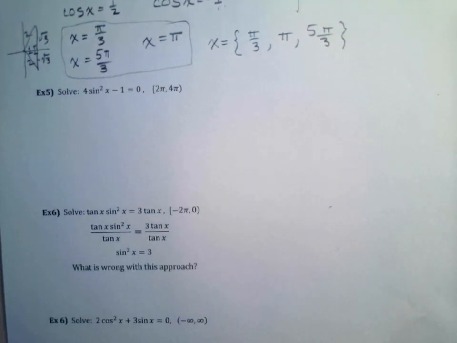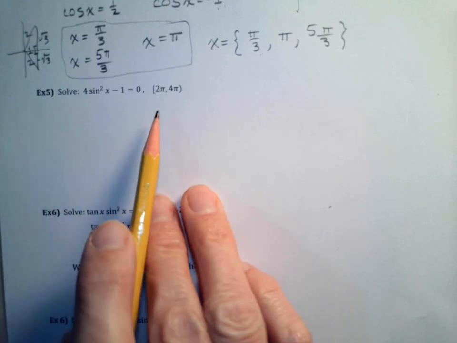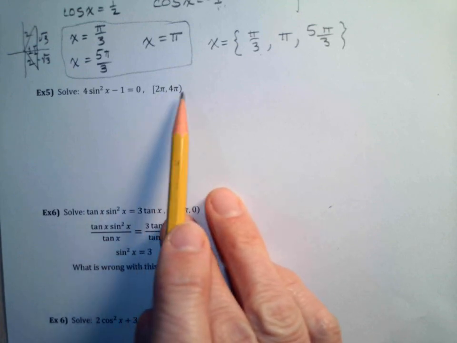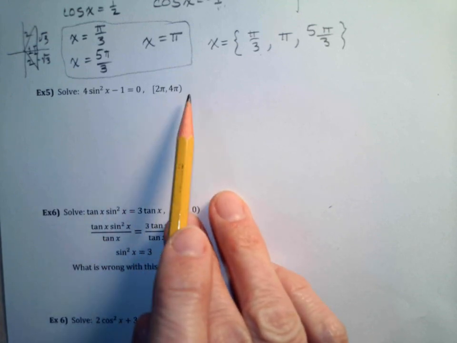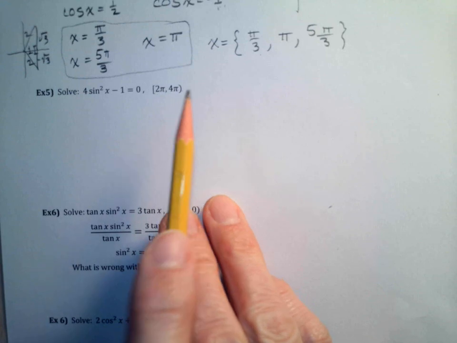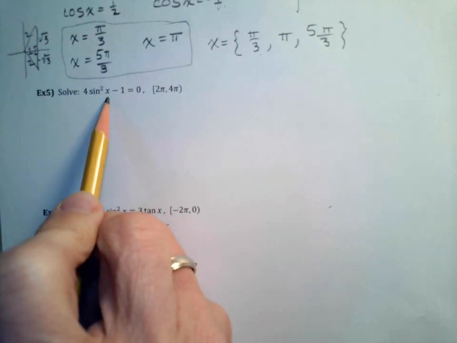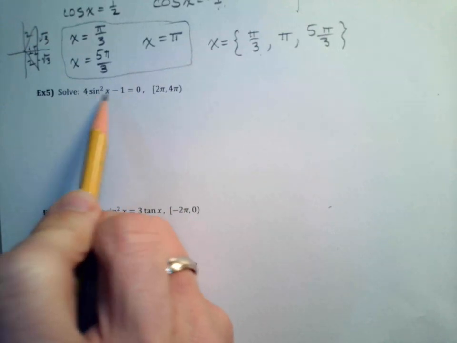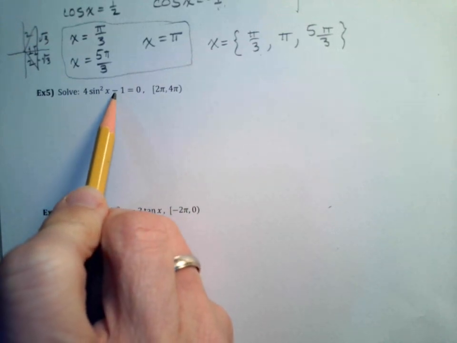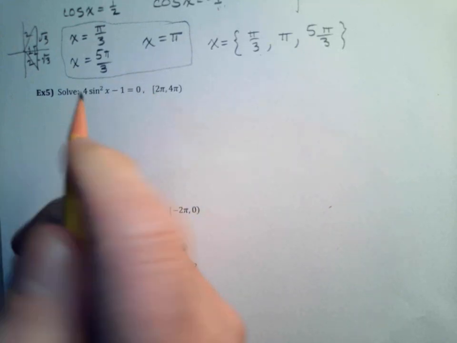Number 5. Why don't you pause the video for number 5 and work on it, and look to see that the range is not from 0 to 2 pi. This time it's from 2 pi to 4 pi. For this one, I could treat it as a difference of squares, but I think in this case it's probably easier to move the 1 over and divide.